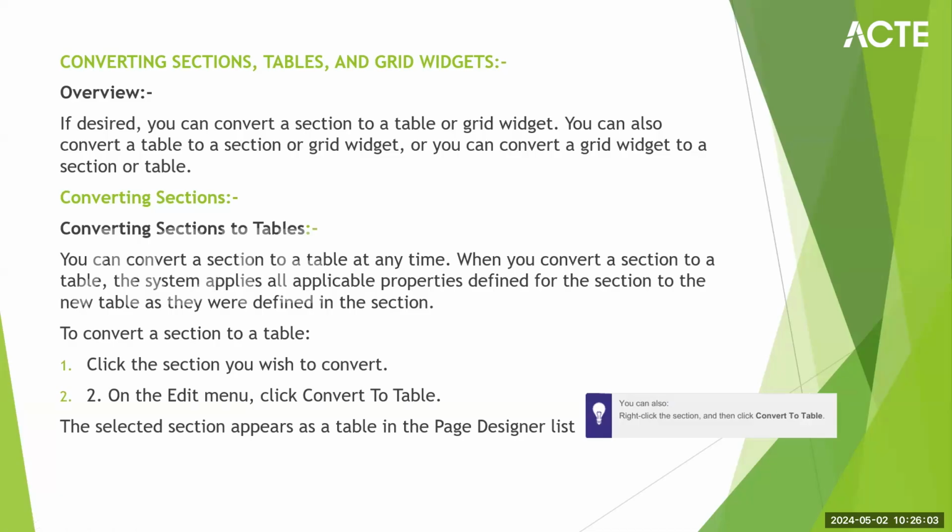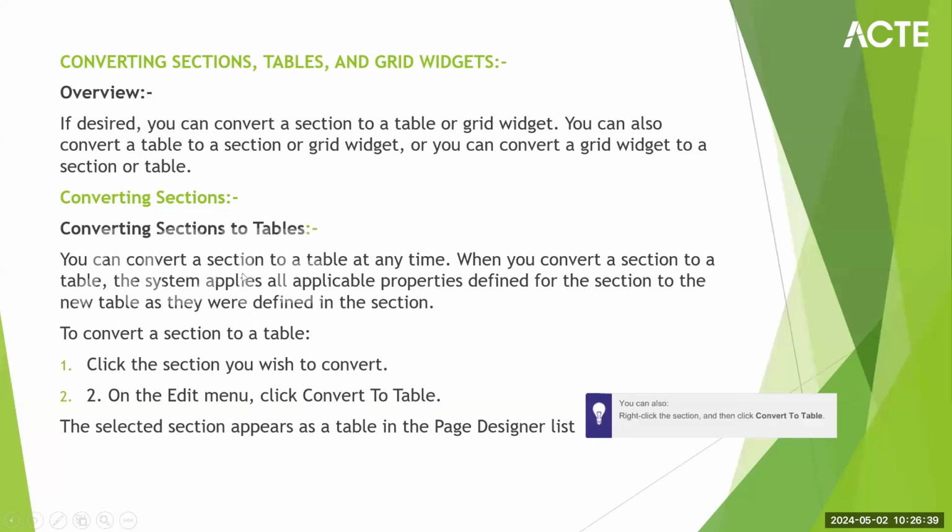Now, converting sections to a table. You can convert sections to a table at any time. When you convert a section into a table, the system applies all properties defined for the section to the new table as they are defined in the section. So how to convert? Click the section you wish to convert. In the page designer, click on the section heading. On the edit menu, click convert to table, or you can right-click and choose the convert to table option as well.